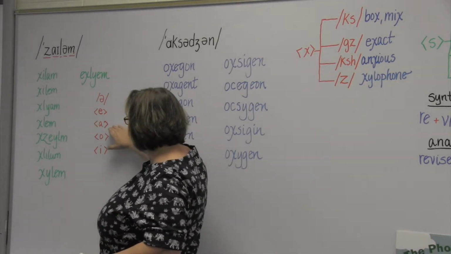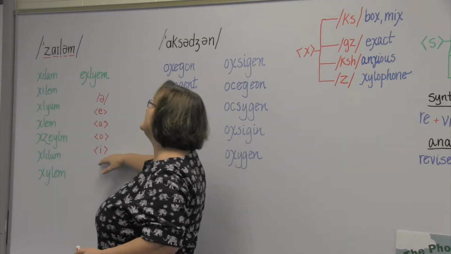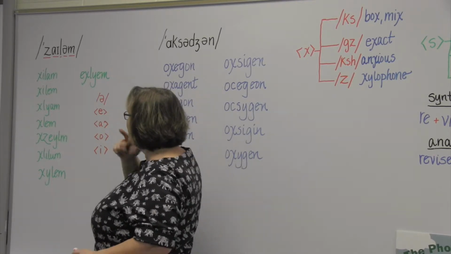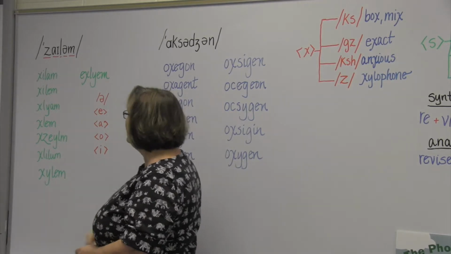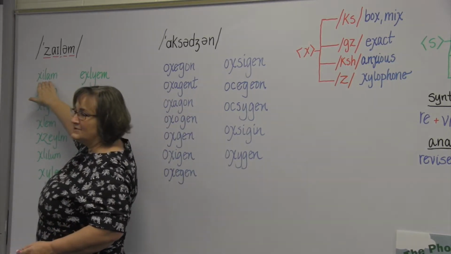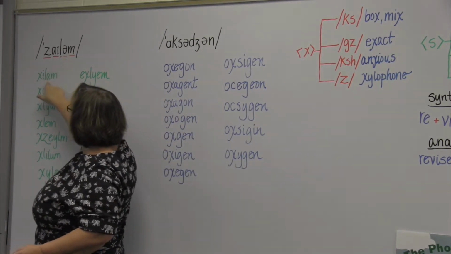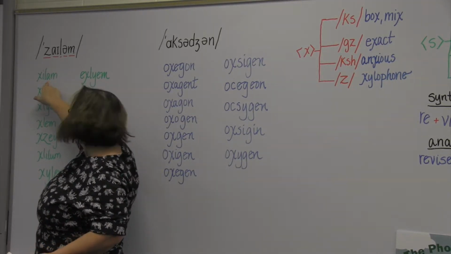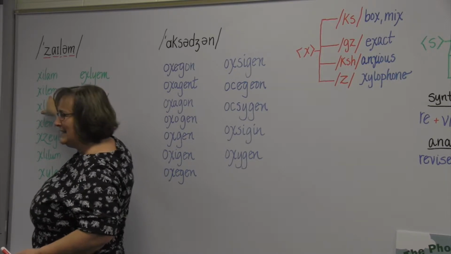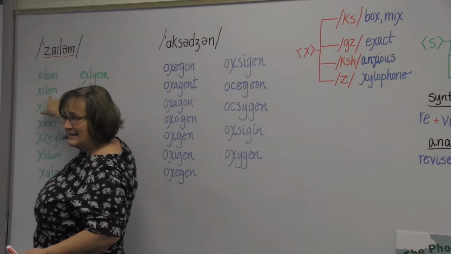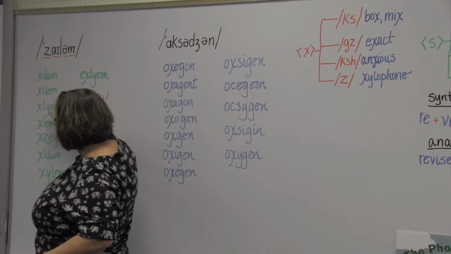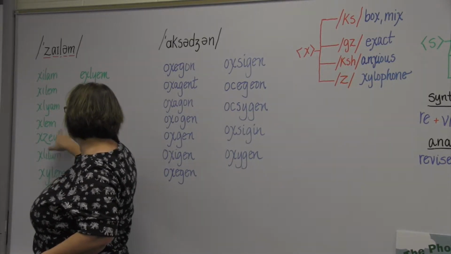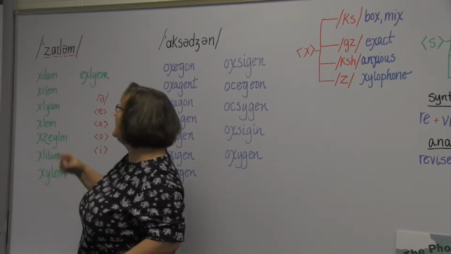So now we know that this particular pronunciation can be represented by all of these different letters, xylem. Now we look over here and ask, does this spelling make sense? Do we understand why somebody might have spelled it with an A? That makes sense, doesn't it? Somebody might have spelled it with an E. Does that make sense?